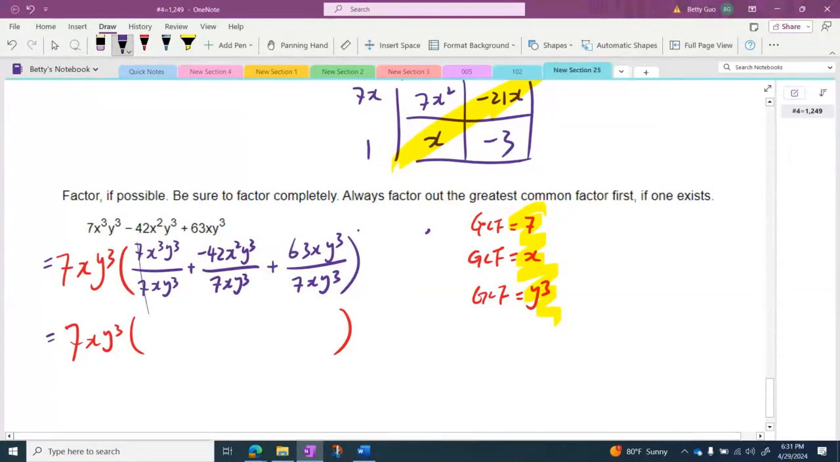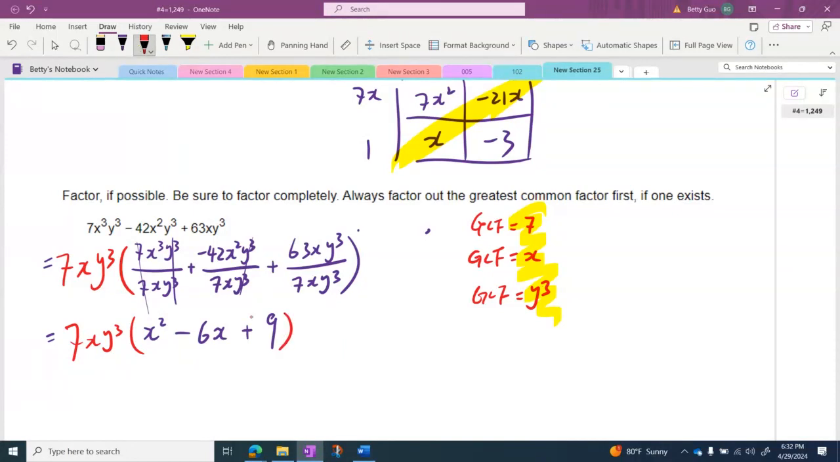7 cancels 7. X cubed over x is x squared. X cubed, y cubed cancels y cubed. Second term, negative 42 over 7, negative 6. X squared over x, x. Y cubed cancels y cubed. And the third term, 63 over 7, 9. X cancels x, y cubed cancels y cubed. So that's what's in the parentheses. But not done yet, okay?